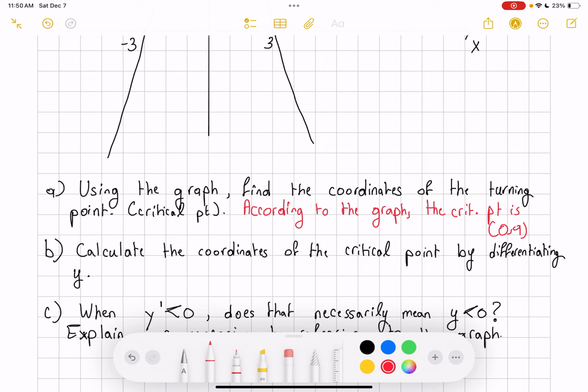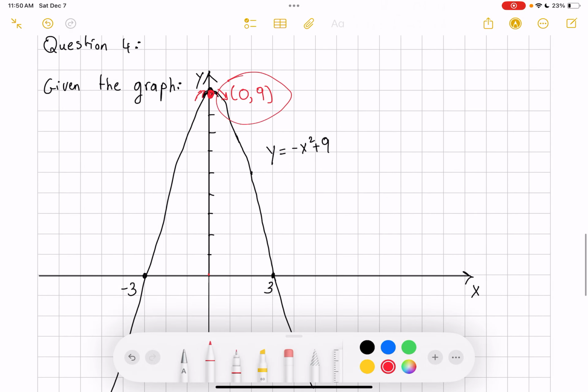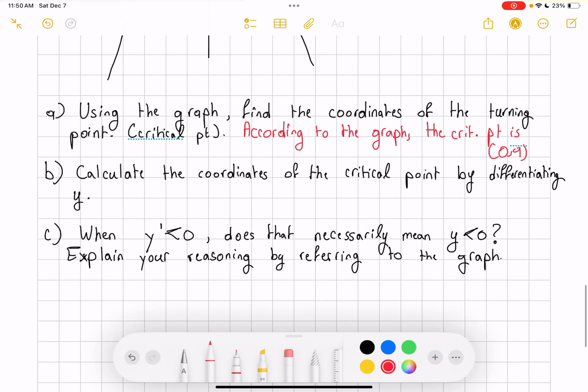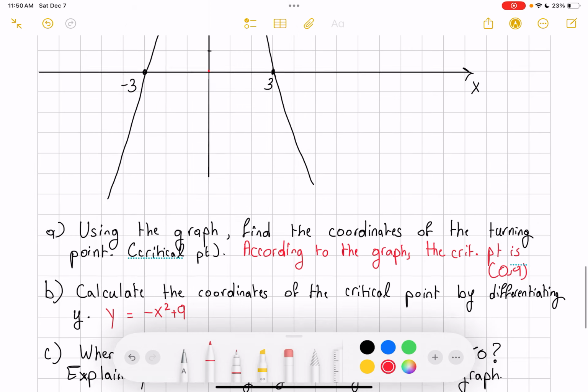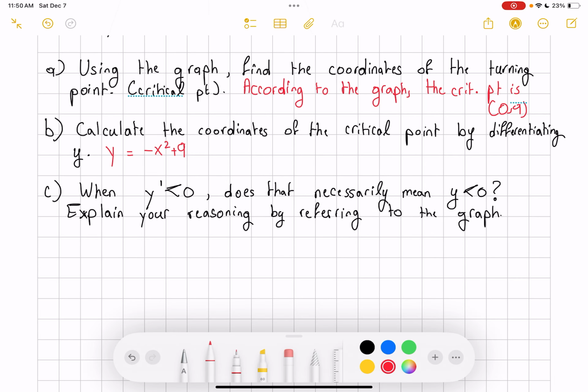Now in part B, they say calculate the coordinates of the critical point by differentiating y. So they want me to find this point using a different method, the method of differentiation. Now y is equal to negative x squared plus 9. Oh sorry, I made a mistake over here. To find the critical point, I need to set y prime equal to 0. So y prime first is going to be negative 2x.